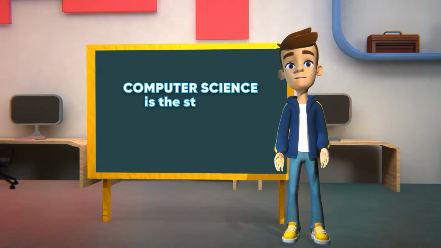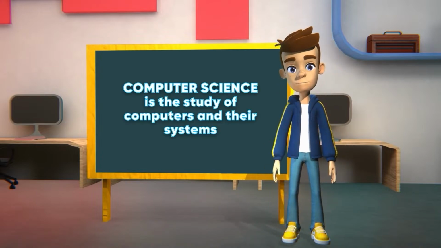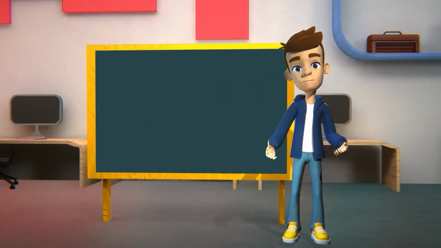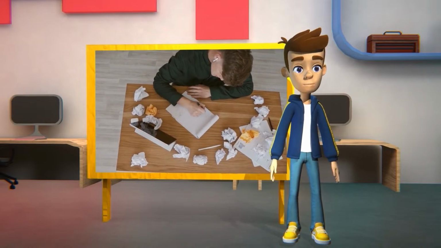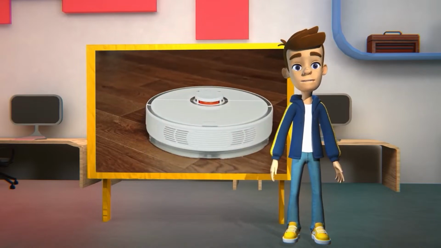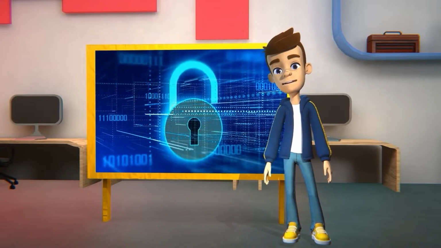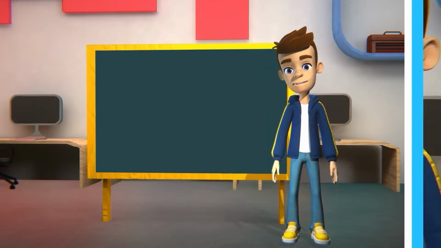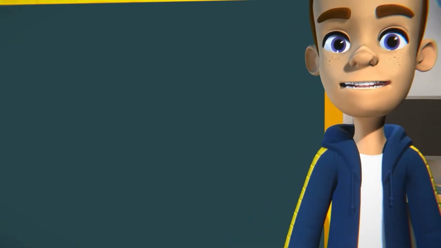Computer science is the study of computers and their systems. It includes a wide variety of subsets, from learning how to solve algorithms, modeling real-world problems, designing robots, and reinforcing digital security. There are a million directions we could take this lesson today. Let's begin with the basics.